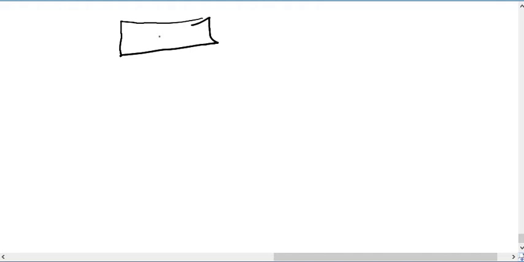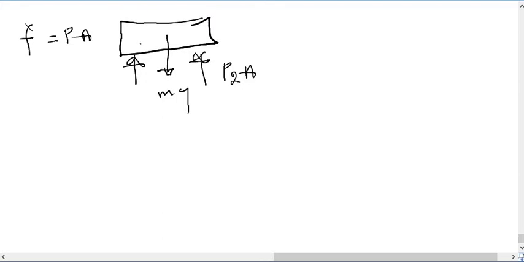So assuming this is a piston, from the center of the piston we have the weight, mg. The gas is trying to act up, so it's trying to get out. So this is force times area, that is, pressure. So force is equal to pressure times area. This is the force. So that is the force balance.